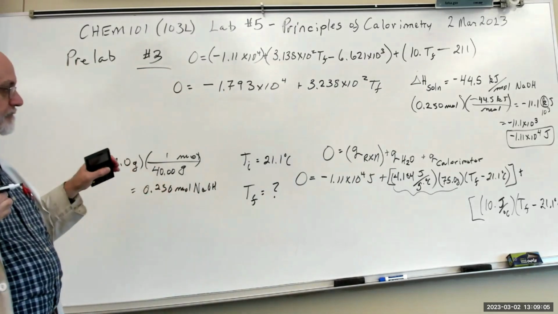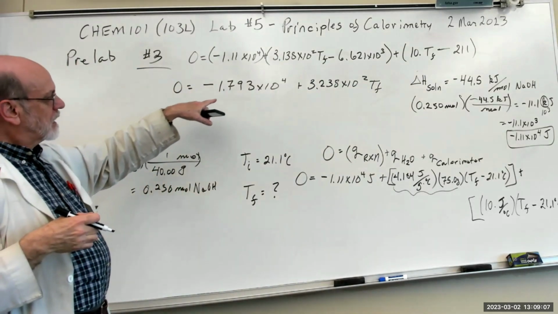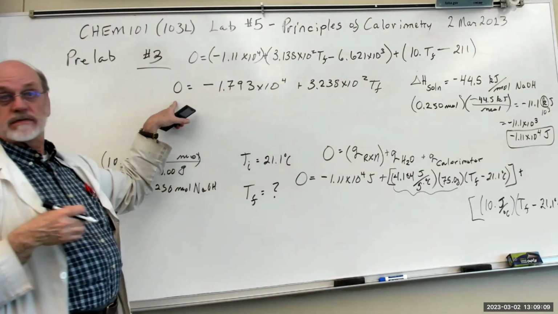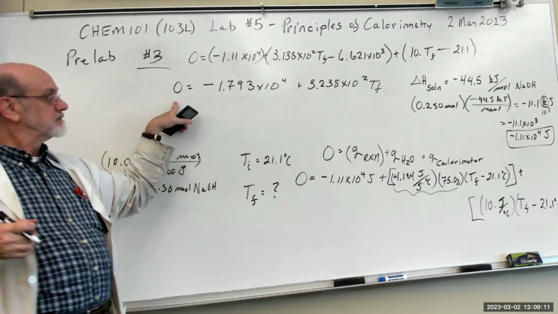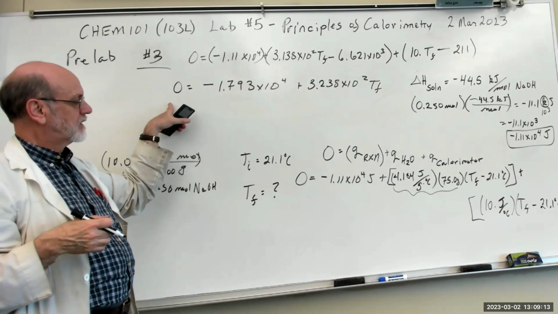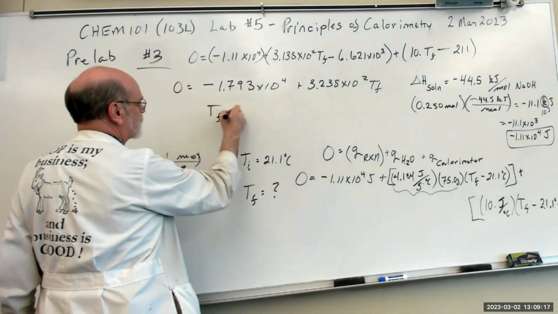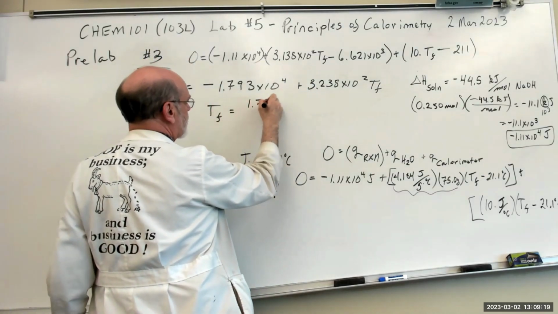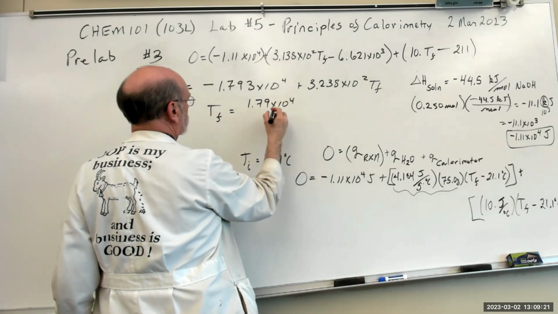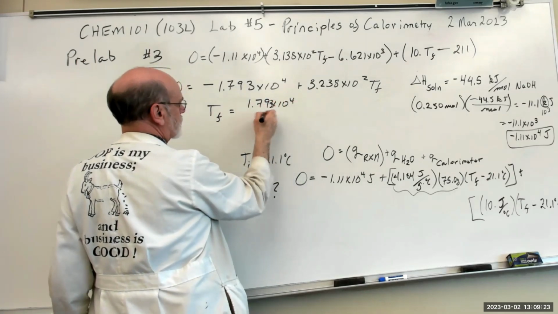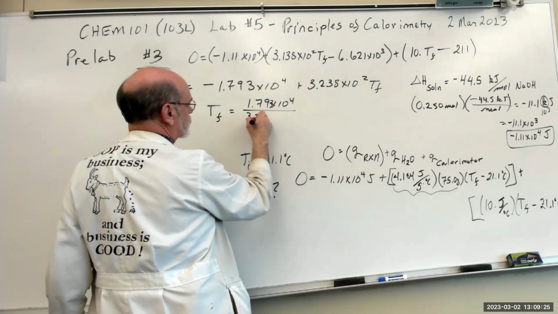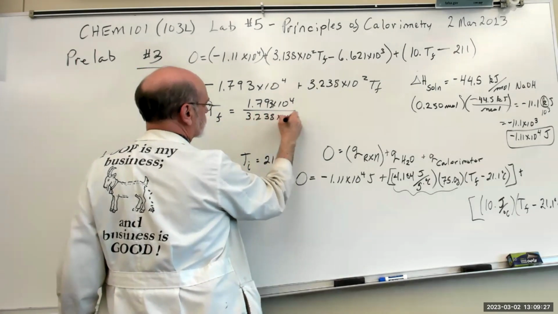So we need to put this one on that side, right? Make it positive on this side, and then divide it by this one. So TF should be equal to 1.79 times 10 to the fourth, 793, divided by 3.238 times 10 squared.